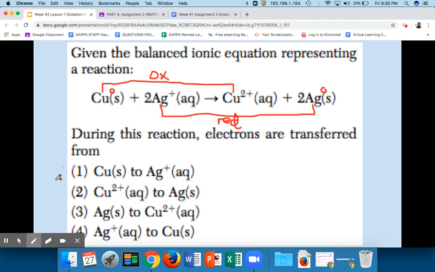So what's actually happening here? Where are electrons going from and where are they going to? Where are they coming from and where are they going to?